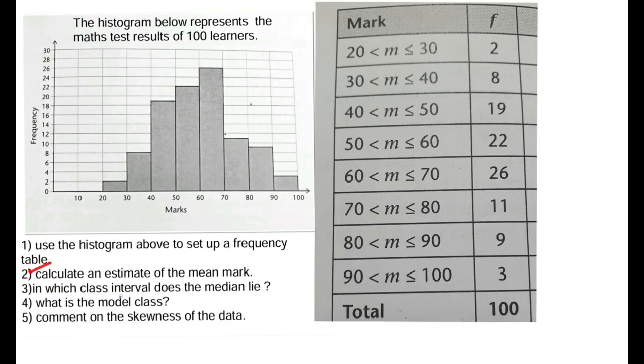Question number 2. Calculate an estimate of the mean mark. So we need to find the estimated mean. So this is my marks class interval. This is frequency. And this is summation F. Don't forget, this is summation F. We have already 100. Now we need to find the estimated mean. So we're not going to use the histogram now. We got the class interval and frequency table. We're going to utilize the table to give the rest of the question answers, except only the last one, comment on the skewness of the data, where we have to look at the histogram.